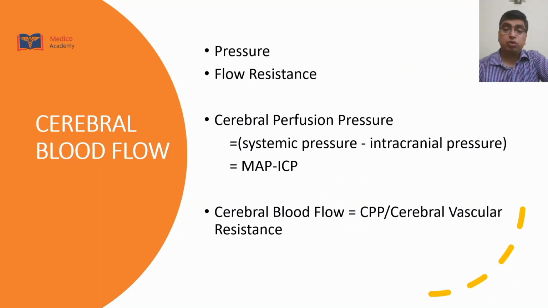The cerebral blood flow depends upon the pressure and the resistance to the flow. The cerebral perfusion pressure depends upon the systemic pressure and the intracranial pressure. It is the difference of mean arterial pressure and the intracranial pressure which results in the cerebral perfusion. And cerebral blood flow is directly proportional to the cerebral perfusion pressure and inversely proportional to the cerebral vascular resistance. If the resistance is more, then the blood flow to the brain will be less.